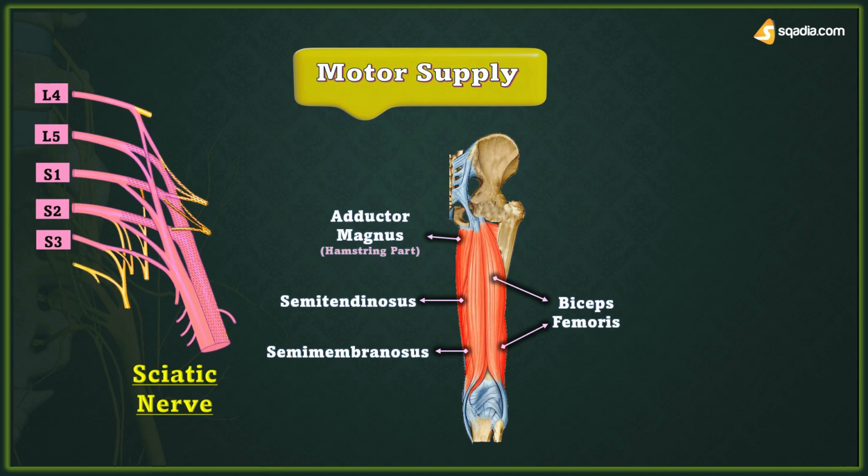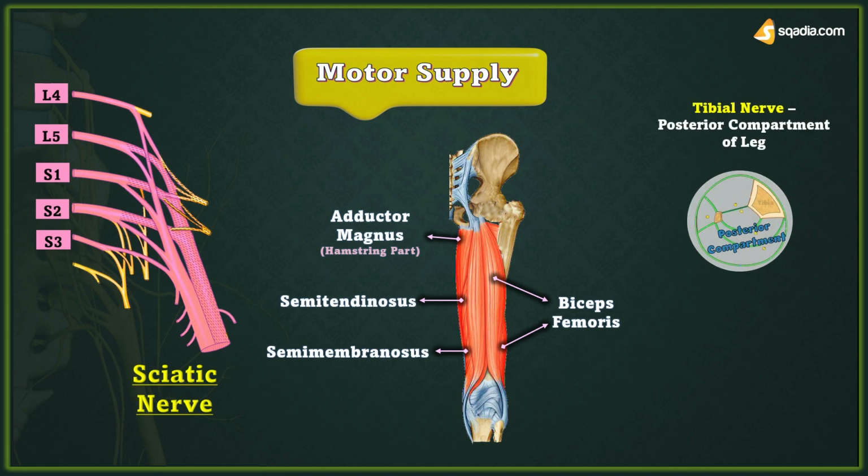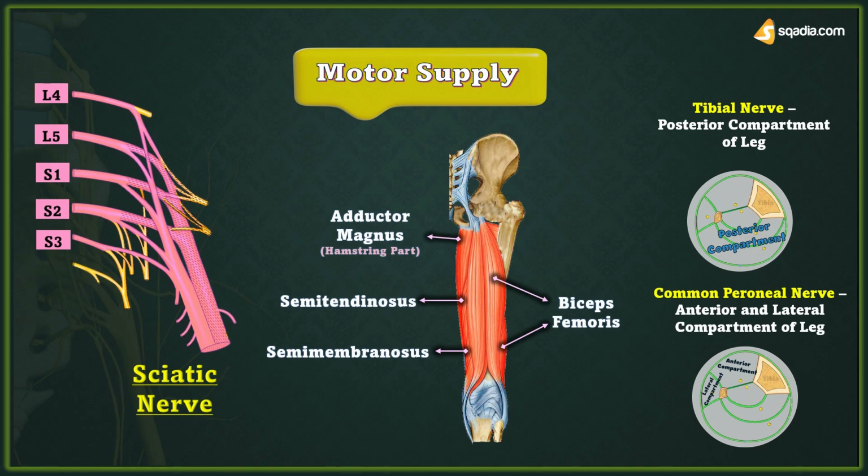As mentioned earlier, after the sciatic nerve bifurcates into the tibial and common fibular nerves in the popliteal fossa, the tibial nerve continues to supply motor innervation to the posterior leg muscles. And common peroneal gives motor innervation to the anterior and lateral compartments of the leg. So, when talking about the motor function of the sciatic nerve, include the function of its terminal branches as well.